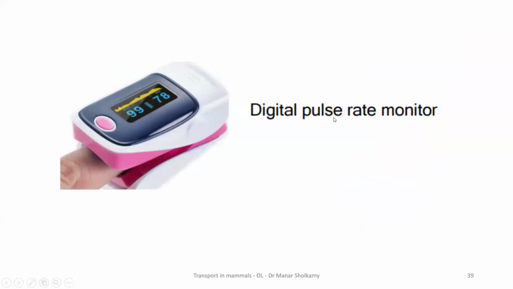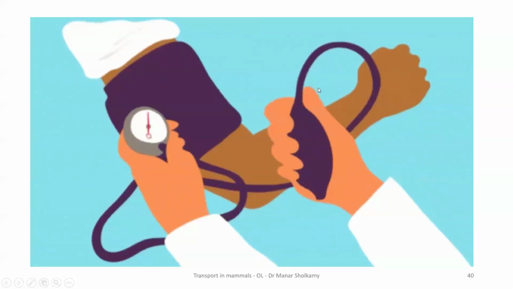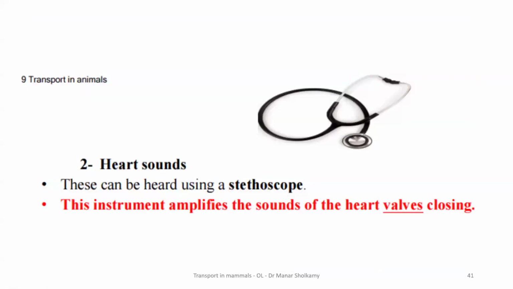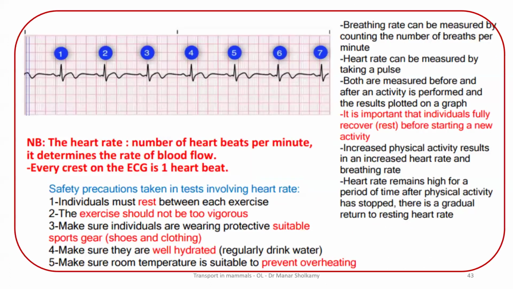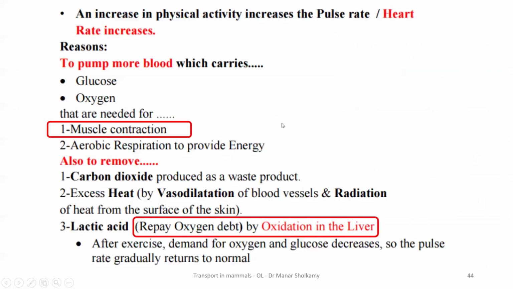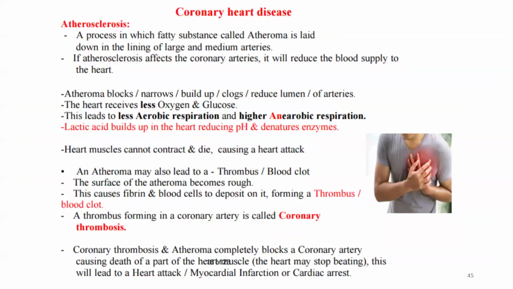This is the digital pulse monitor. The stethoscope. We hear the heart valves closing. Heart sounds. This is another stethoscope. This is the electrocardiogram. This is a heartbeat, heartbeat, heartbeat. This is when the heart is resting. I measure the heart rate at the beginning, before the exercise, after the exercise, and then the change in heart rate. It's beats per minute, not second. And I have to make sure that the patient is resting and drinking enough water.